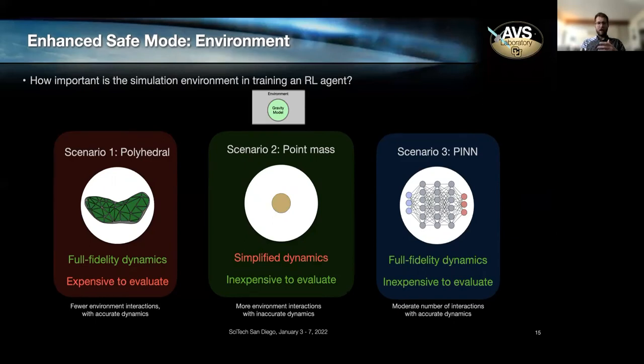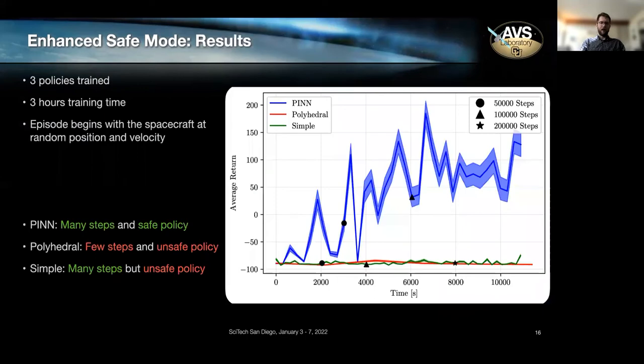Option 2 is to have an environment that uses a point mass gravity model, which is going to be way faster to evaluate many interactions with your environment, but the dynamics aren't necessarily accurate. And the third option is hopefully the best of both worlds, and that's to use a pin, which gives you full fidelity dynamics and fast evaluation speeds. So we train the agent in each of these environments, and the performance is as follows.